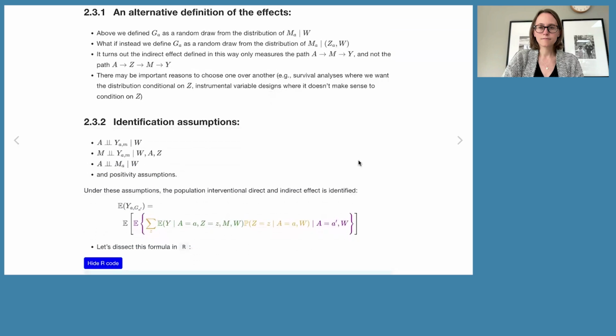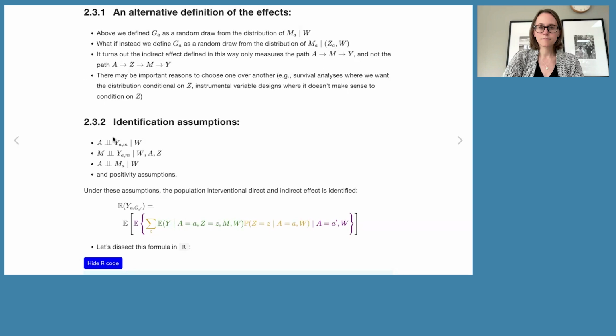Just to say a little bit more about this, above we defined this G sub A as a random draw from our counterfactual distribution of mediator values conditional on W. Now, what if we instead define G sub A as a random draw from the distribution of counterfactual mediator values conditional on this intermediate confounding variable under A and W? It turns out that if we start conditioning on this Z variable, then the indirect effect defined in this way is only measuring the path A to M to Y and not the path A to Z to M to Y.